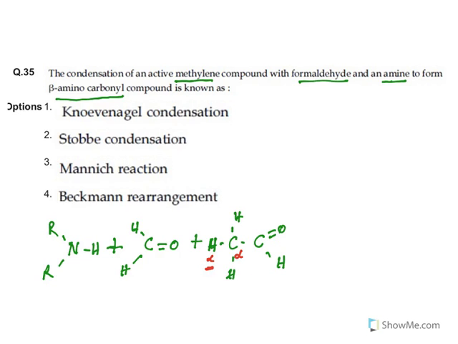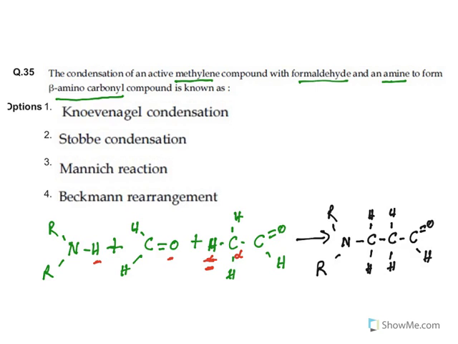Now what happens in this reaction is this hydrogen and this oxygen go away, it loses a water molecule and it forms this molecule. So in this carbonyl, a proton is removed and this carbon is attached. It is a carbon-carbon bond forming reaction and this amine attaches here.